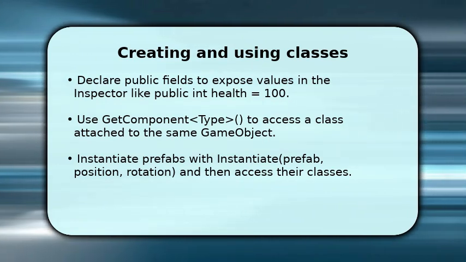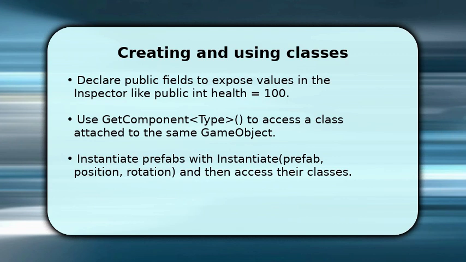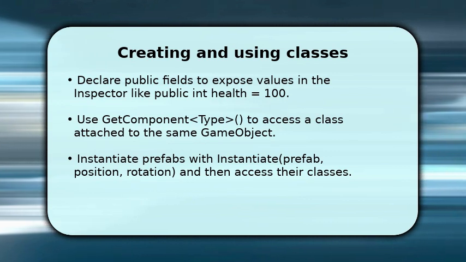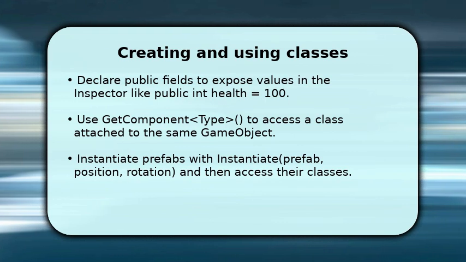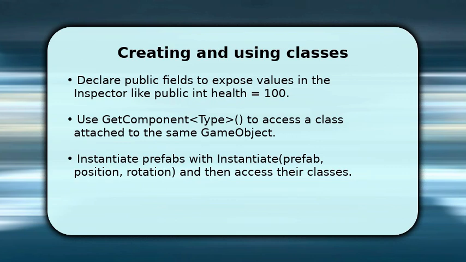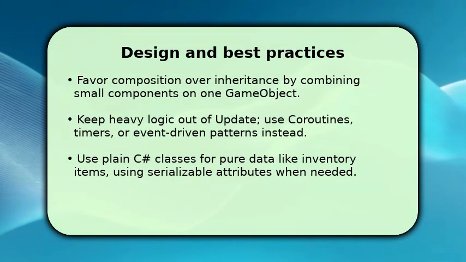Use GetComponent<Type> to access a class attached to the same game object at runtime. For cross-object references, drag references in the inspector or find them with FindObjectOfType during Awake. Instantiate prefabs with Instantiate(prefab, position, rotation), and then access their classes to initialize. Favor composition over inheritance by combining small components on one game object for clarity.